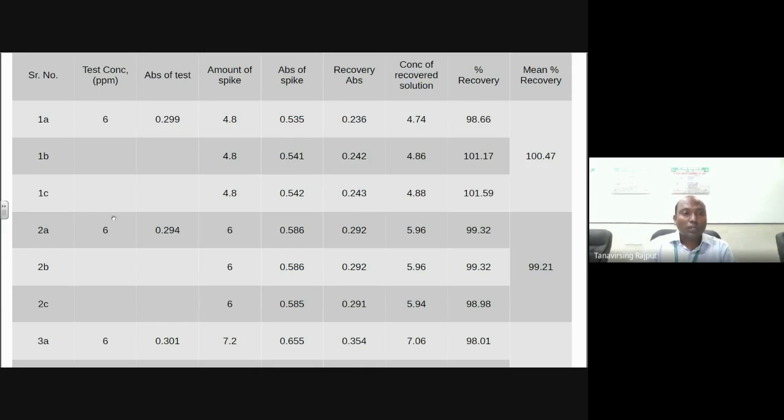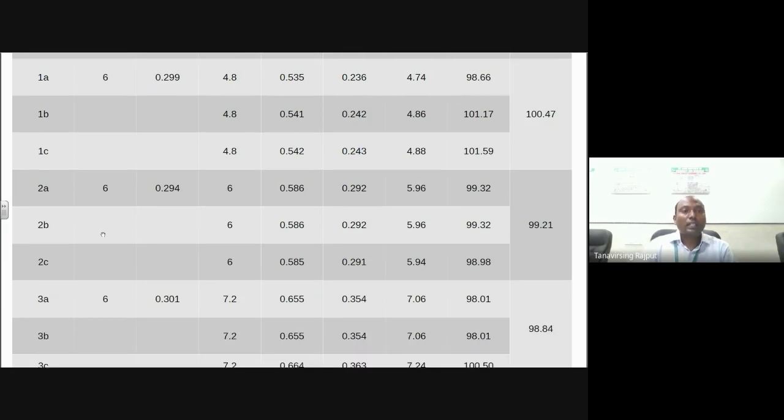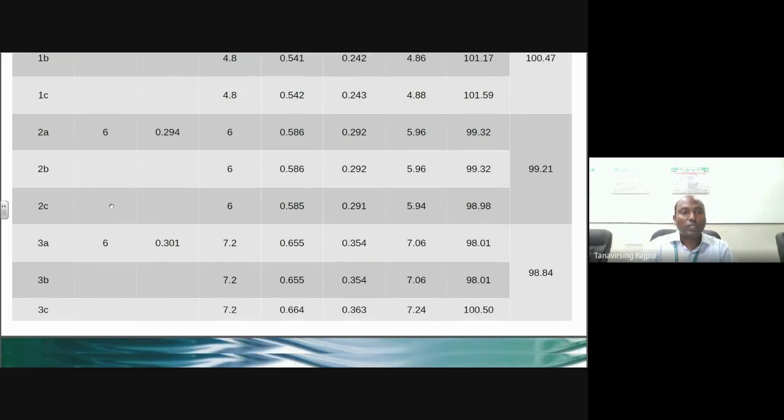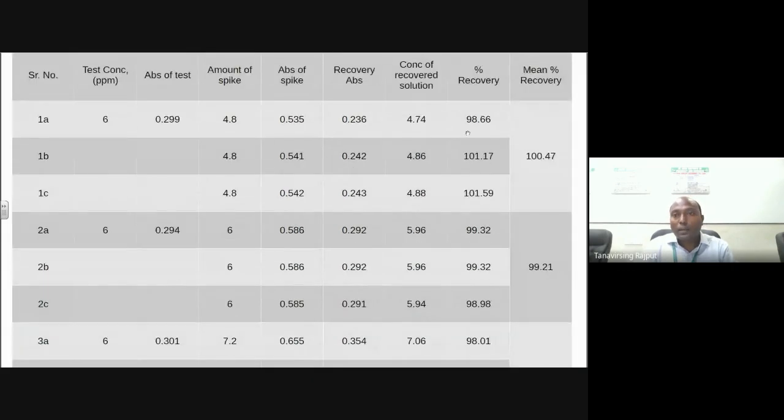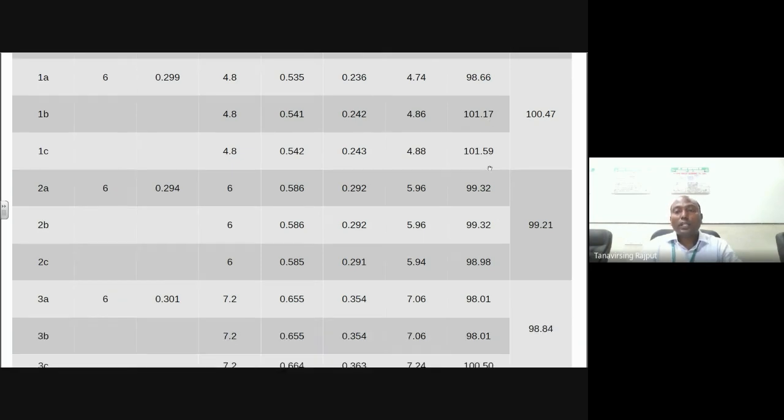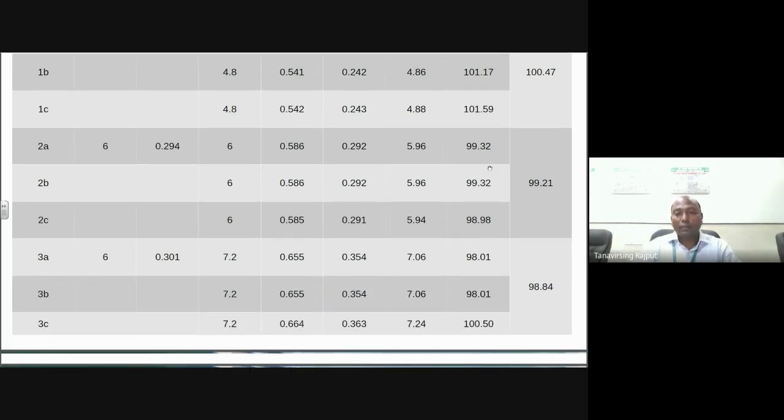In the same order, we can prepare the 100% level solution and the 120% solution in triplicate, and we can calculate the percentage recovery. If that percentage recovery value is near about 100%, then we can say our test method, or the developed analytical method, is an accurate one.